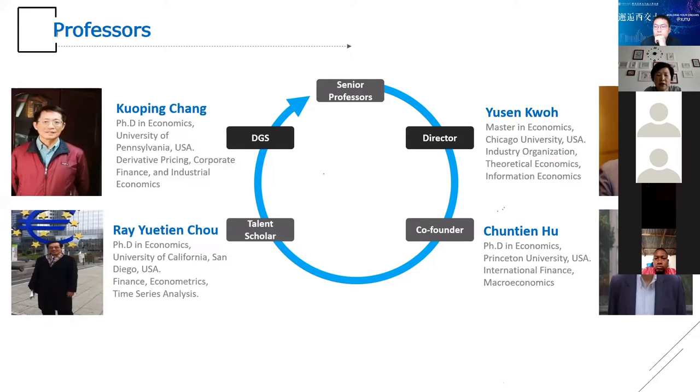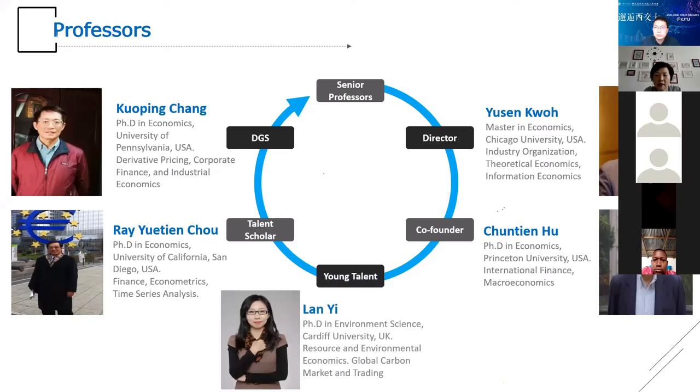And Professor Rachel, in Chinese Zhou Yutian, is our Changjiang Scholar of the education bureau. He graduated from the University of California, San Diego. As you know, a lot of famous econometricians graduated from there. His major covers financial econometrics and time series analysis. And here is a young talent, Yilan, who just joined us this year. She got her PhD in environmental science from Cardiff University in the UK. She also works on resource and environmental economics, and the global carbon market and trading. This area is really hot recently.